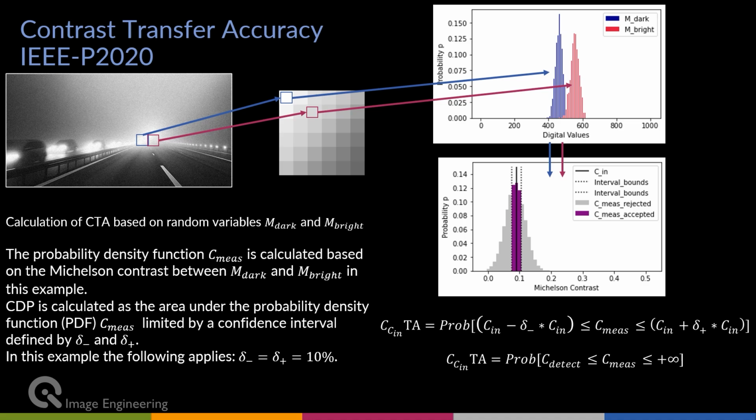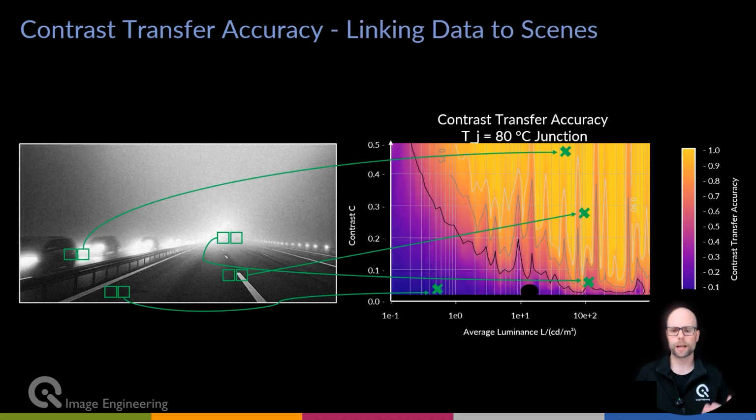What is now the interesting thing: when we measure that, we cannot only measure for one contrast, we measure for many different contrasts. And that is something that we can provide. So as a result, what you get from this measurement is a map. On the x-axis of this map, you have the average luminance, the average of these two patches. On the y-axis, you have the contrast that it forms. And color-encoded is the contrast transfer accuracy, where we just said 1 is perfect. The lower it is, the lower the probability that you can actually distinguish these.